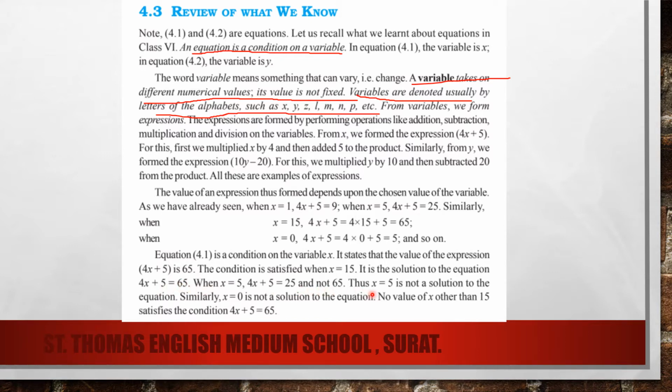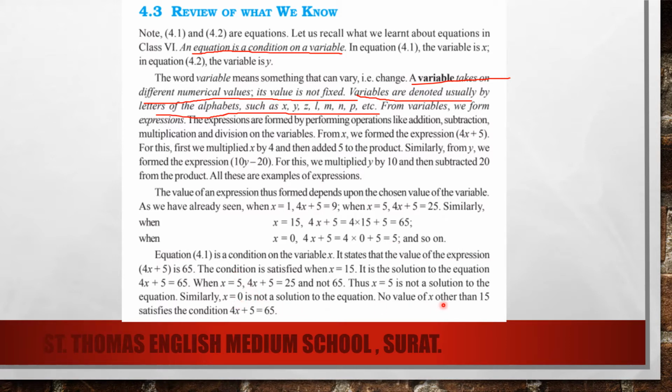So, we can say x is equal to 5 is not a solution to the equation. Similarly, x is equal to 0 is not a solution to the equation. When x is equal to 0, we will get 5, not 65. Again, both are not equal, so we can say it is not a solution.